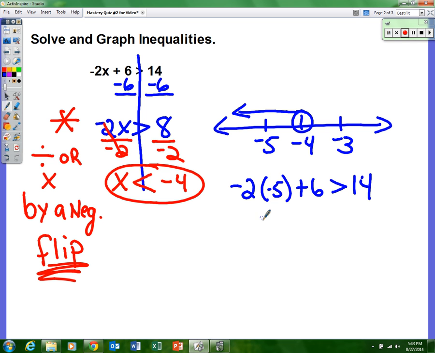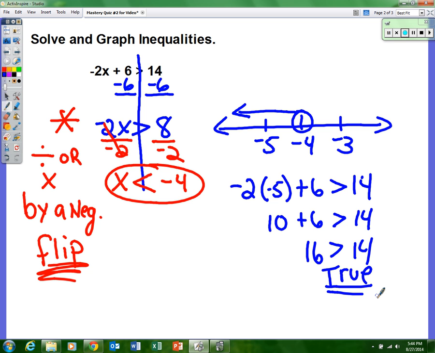Well, let's see. Negative 2 times negative 5 is 10 plus 6 is 16, which is greater than 14. That is true. Okay, so I know it is correct. If I would have forgotten to flip that inequality, I would have plugged a 3 in there, and I would have discovered that it would not have worked. Okay, so careful on that.